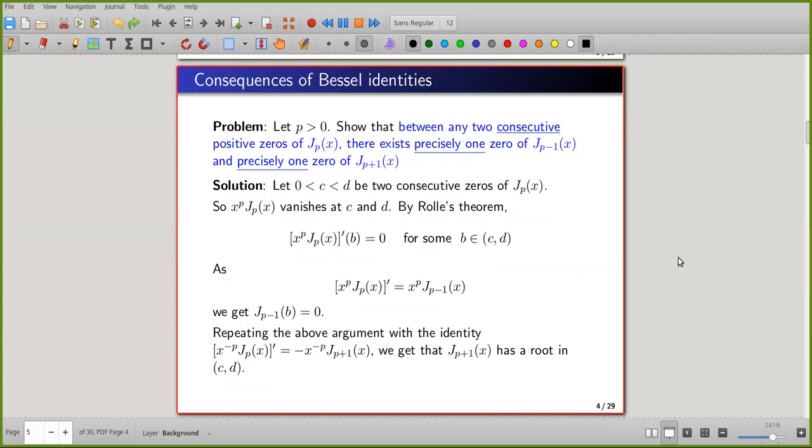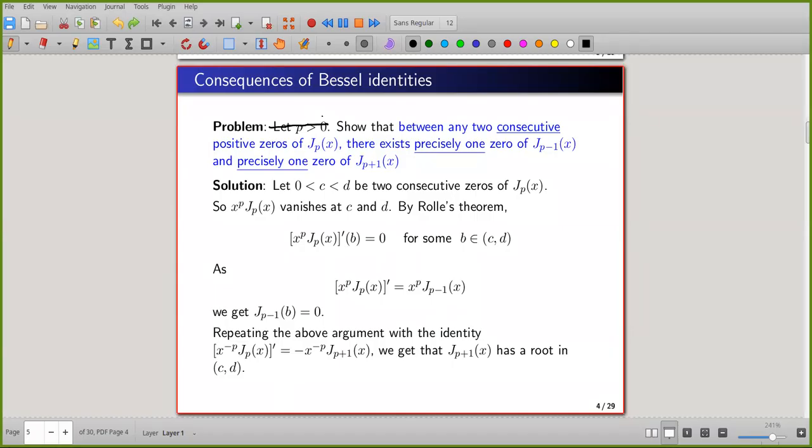So I don't think this assumption is needed. Let p greater than 0, this is not needed. So we have to show that between any two consecutive positive zeros of J_p(x), there exists precisely one zero of J_{p-1}(x) and precisely one zero of J_{p+1}(x).